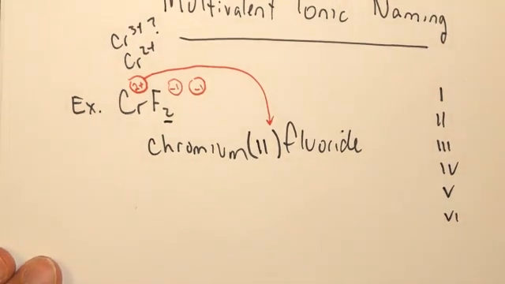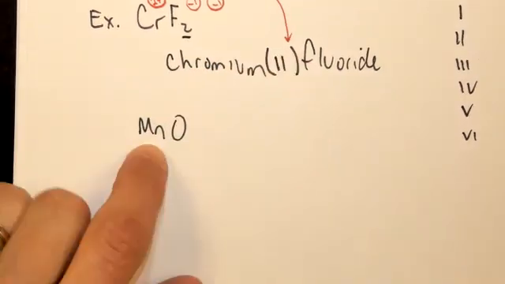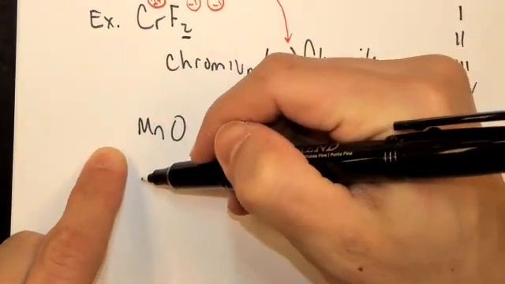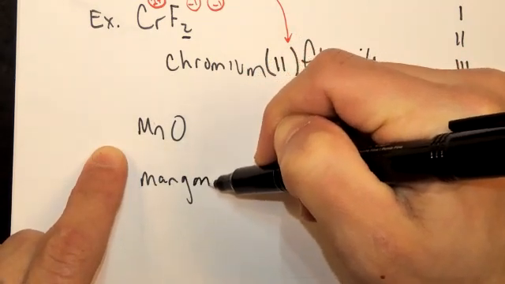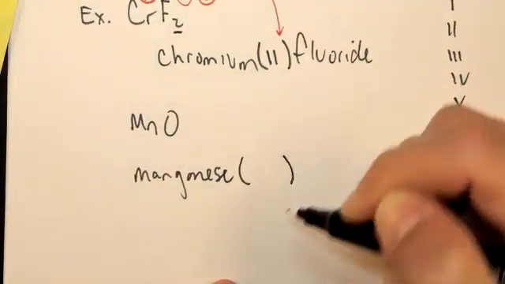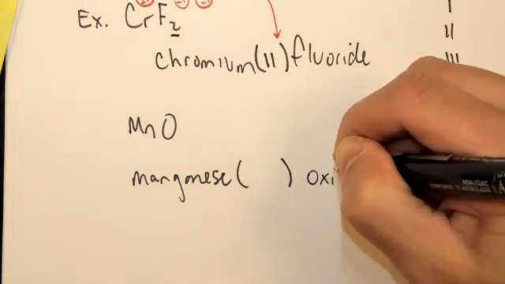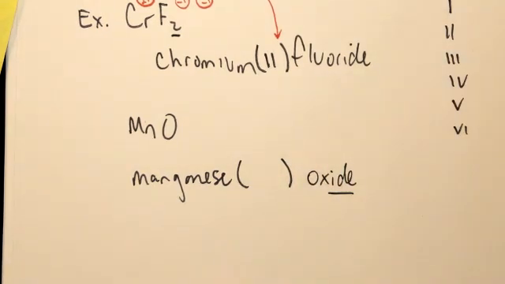If we look at another example, something like MnO. Mn is manganese. Manganese comes in +2, +3, +4. And so I'm going to put my brackets there and figure that out after. Then I'll name the anion, which is oxygen, and that's going to change to oxide. So we change the ending to -ide.